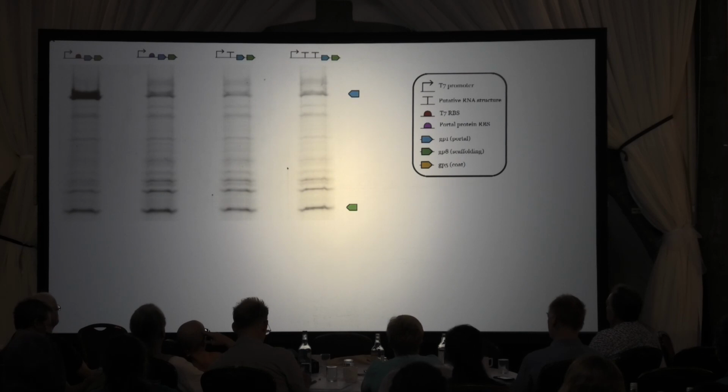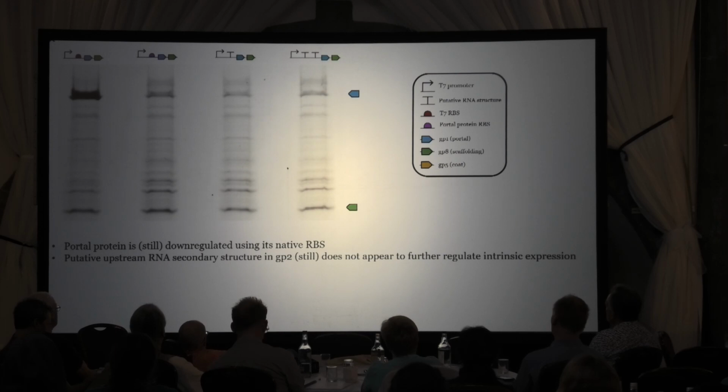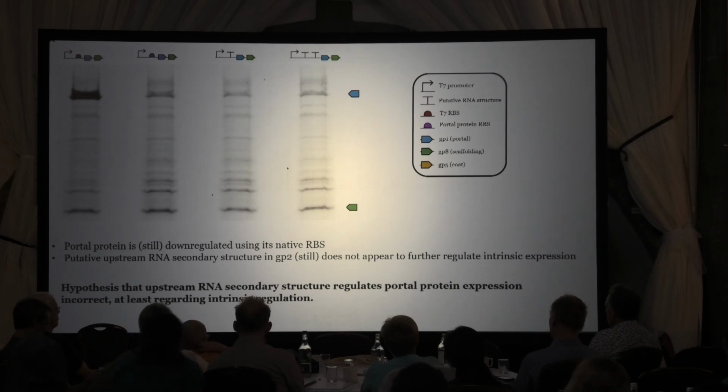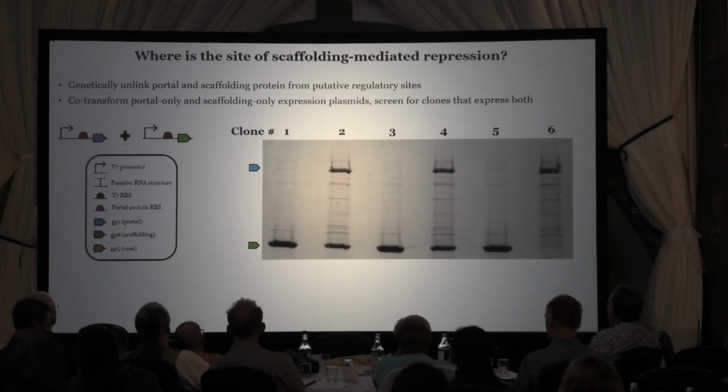Now I removed coat protein from these constructs, so same exact plasmids, just no coat protein expressed. And what we can see is that portal protein is still downregulated. There's still no significant alteration in expression using that secondary structure or any of those differences between those plasmids. And so our general hypothesis that the RNA secondary structure regulates portal expression, at least regarding intrinsic regulation, is probably not correct.